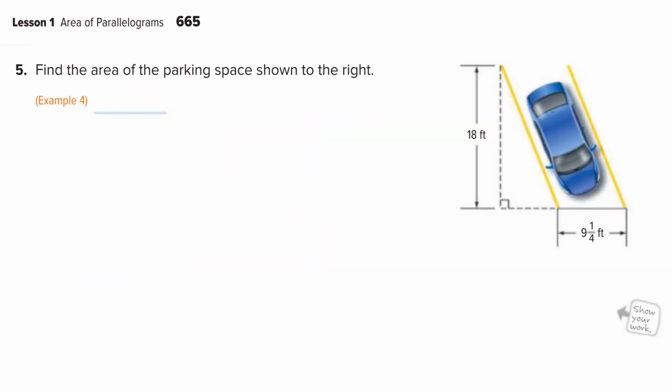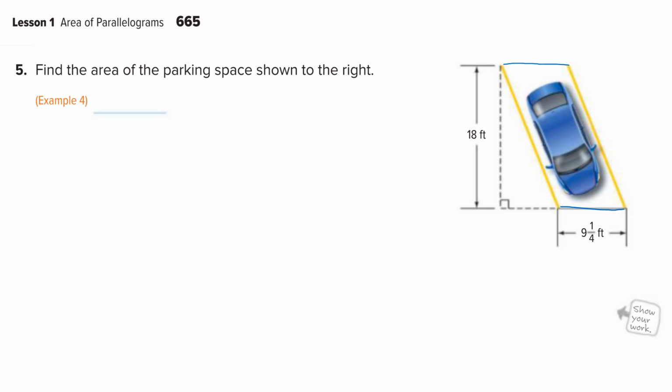Question number 5. Find the area of the parking space shown to the right. Now, I'm sure you've been shopping, and not all parking spots are parking spots that you pull in straight. Sometimes they park slanted, which creates a parking spot that is a parallelogram. So here is our parallelogram.